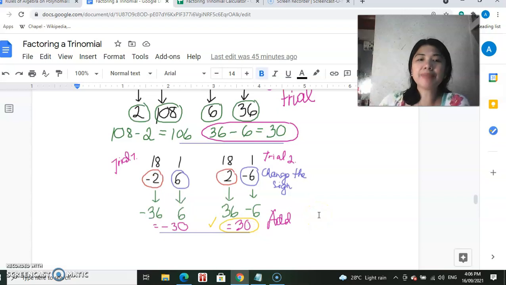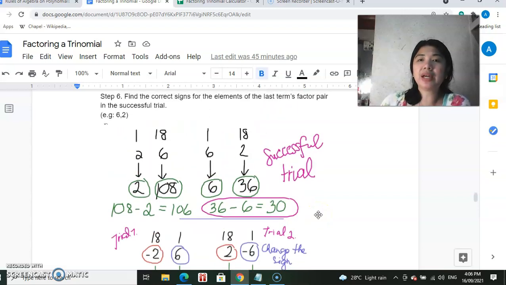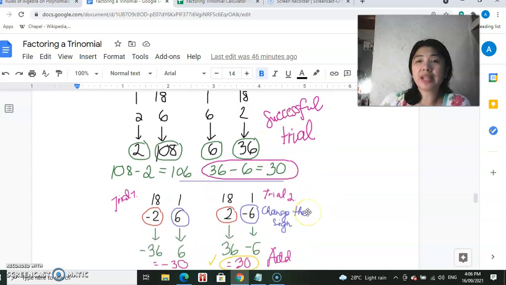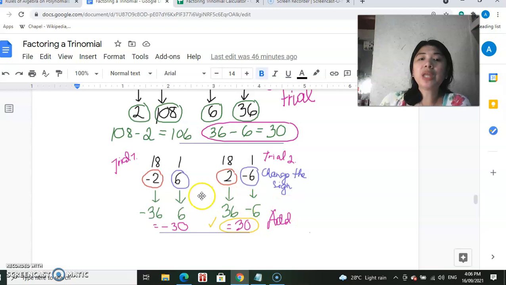So next step now, once we have identified the factor pair for the first term and the factor pair for the second terms, we will now going to identify the signs, the correct sign for the second term. Remember, one is positive and the other one is negative. So, unsa man ang positive? Ang 6 or ang 2? Unsa man ang negative? Ang 2 or 6? So, we will have two trials.